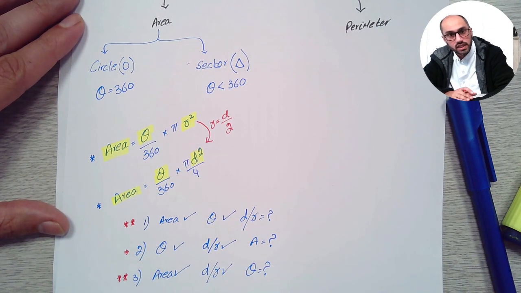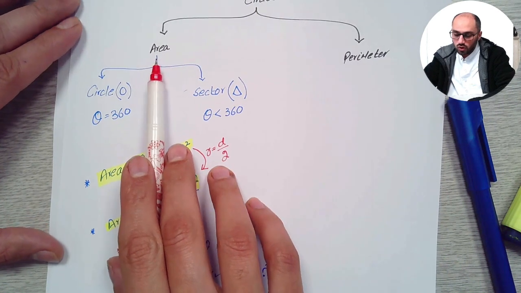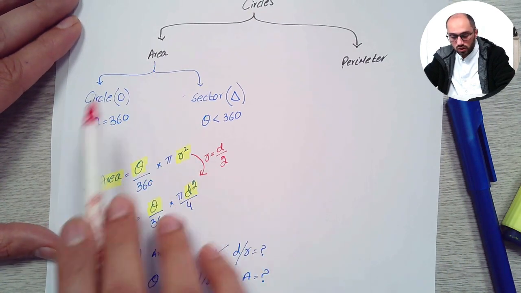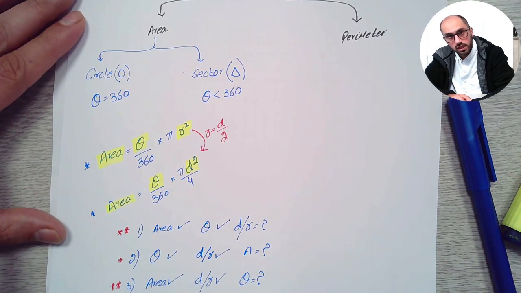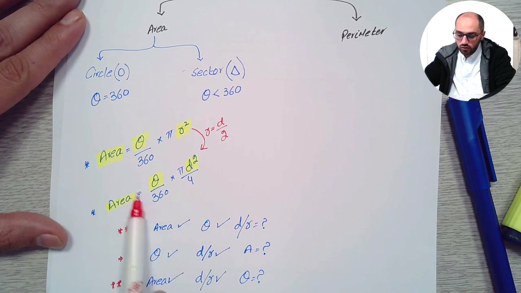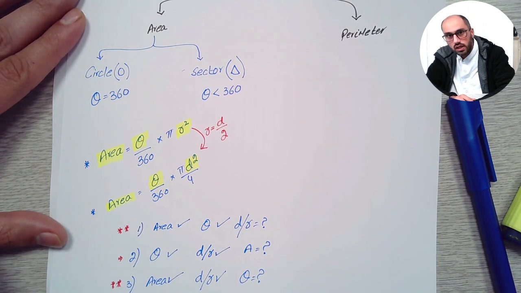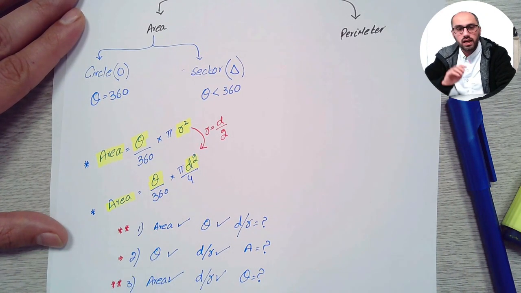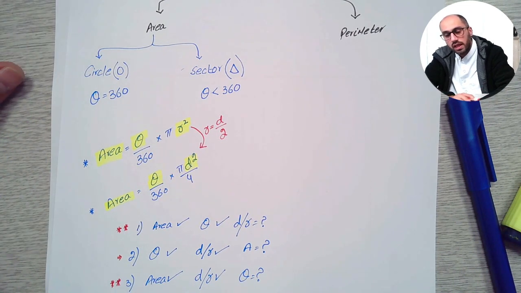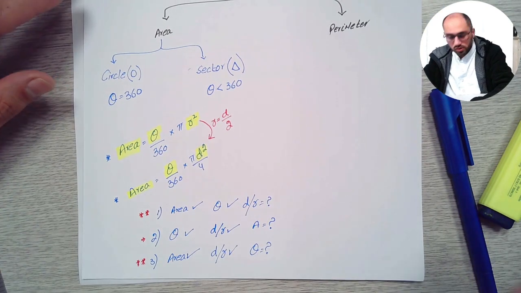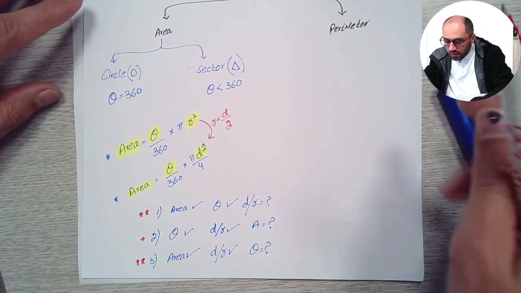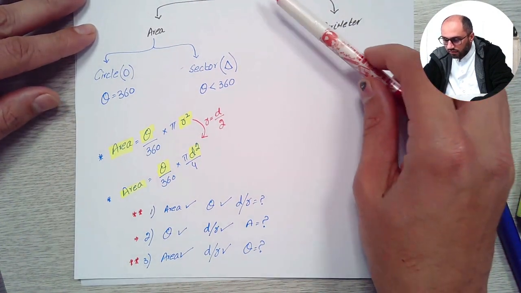So my recommendation is, if you want to do well on calculating areas of circles or sectors, you must read the question carefully, work out what information is given to you, then decide which of the two formulas you're going to use, write it down, and then substitute values and solve. If you follow this method, you'll always hopefully come up with the right answer. So this is all about the area side of the circles.